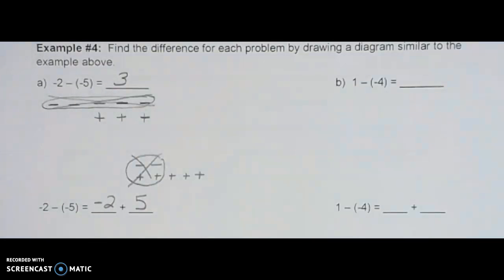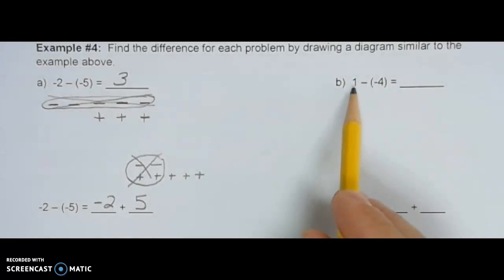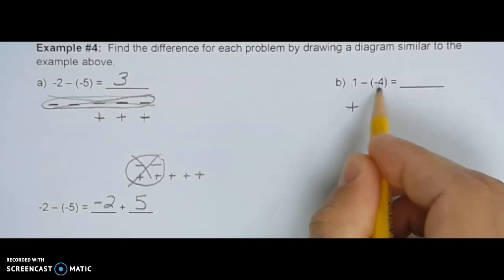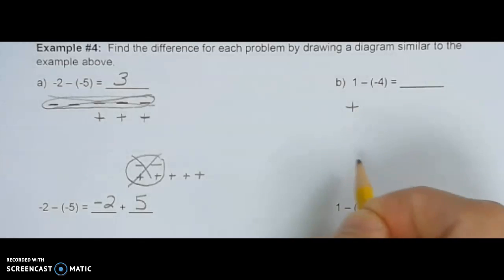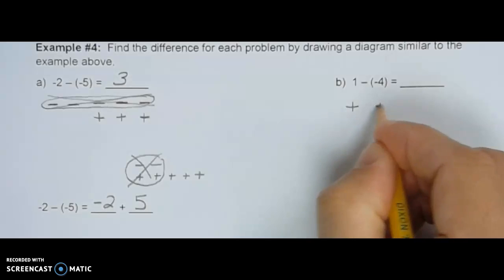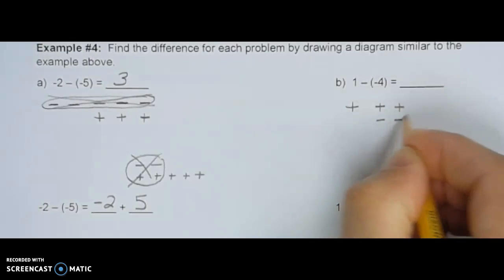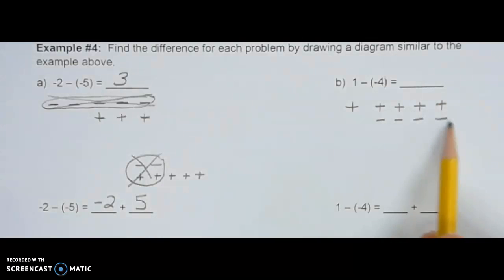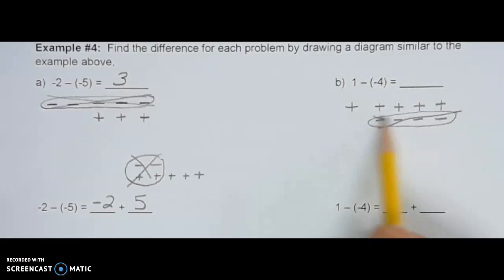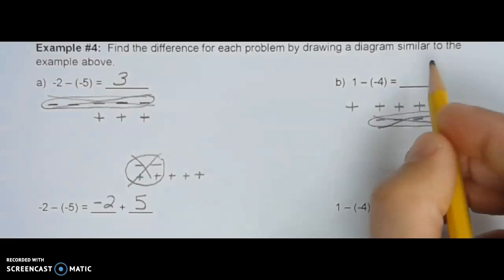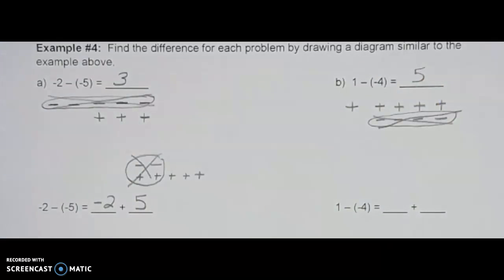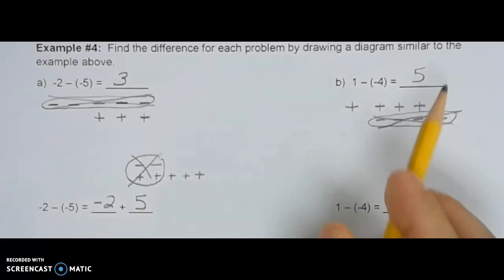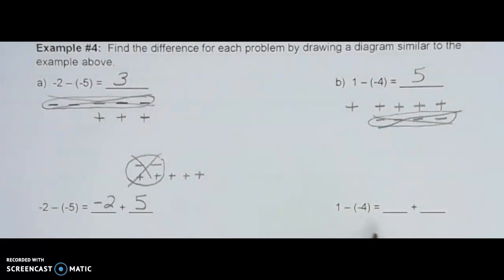So they're related to each other. In example B, 1 minus negative 4, starting with 1 positive, take away 4 negatives. Well, there aren't any negatives, so let's add in our zeros. There's a 0, there's another, and another, and another, and now I have 4 negatives that I can take away. So let's go ahead and do that. They're gone, and I'm left with 5 positives. Okay, so 1 minus negative 4 is equal to 5, and it's related to the addition problem.